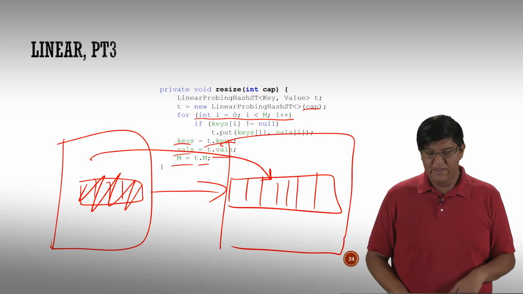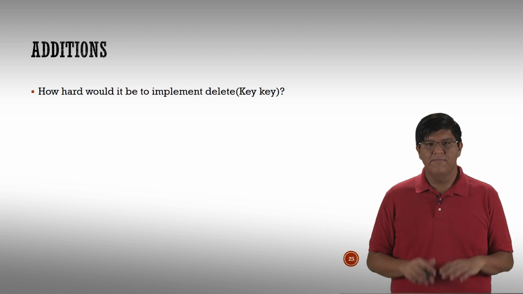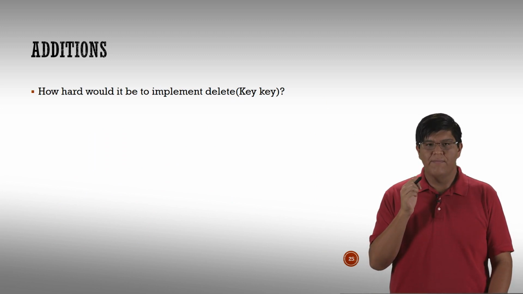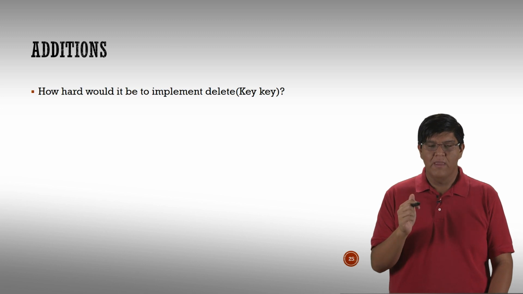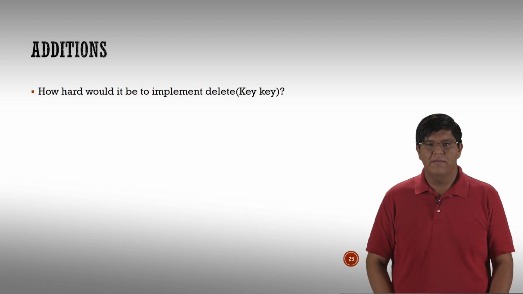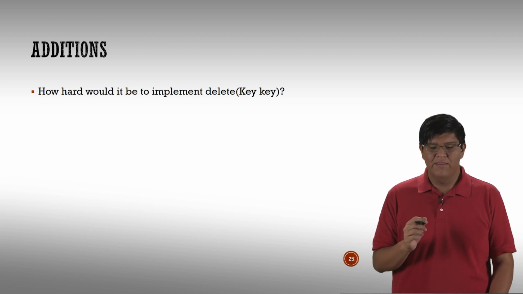All right. So final thing for you guys. Just one last question for some understanding. How hard would it be to implement delete for a linear probing based hash table? What do you guys think? So delete is a little tricky, and the reason is the following.